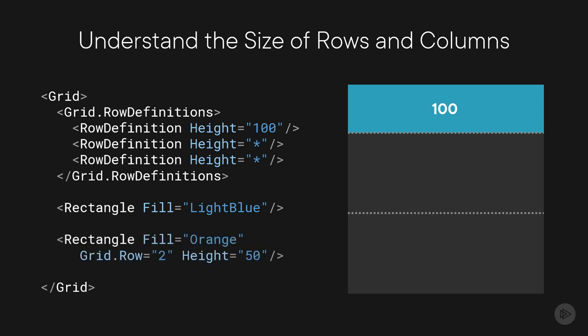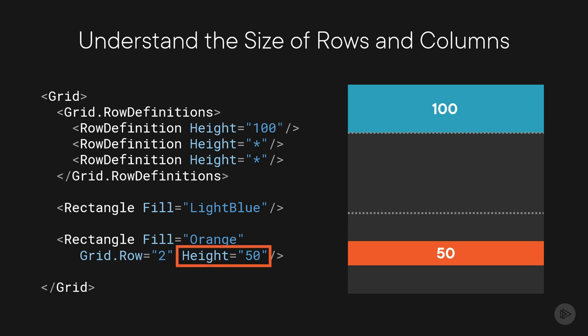Now let's add an orange rectangle to the grid. As you can see, the attached property Grid.Row is set to 2, which means that this rectangle is placed in the third row of the grid. The height on that rectangle is set to 50 pixels, which means it does not grow to the available space that the row has. But now let's say that you want to make the third row of the grid exactly as high as the element that is inside.